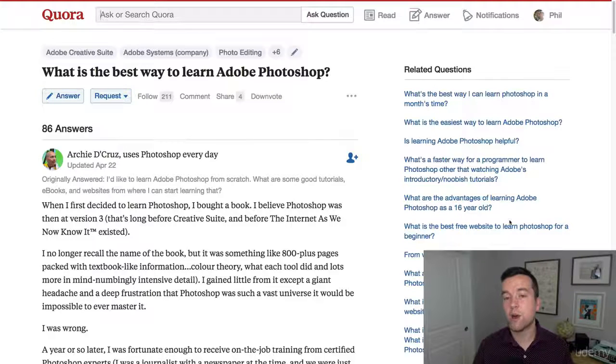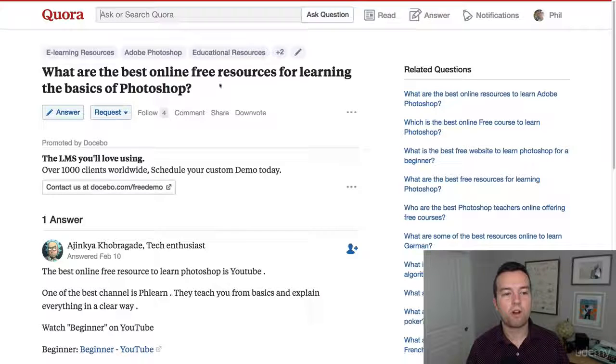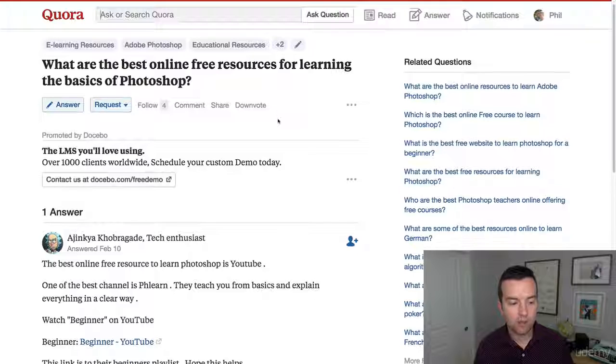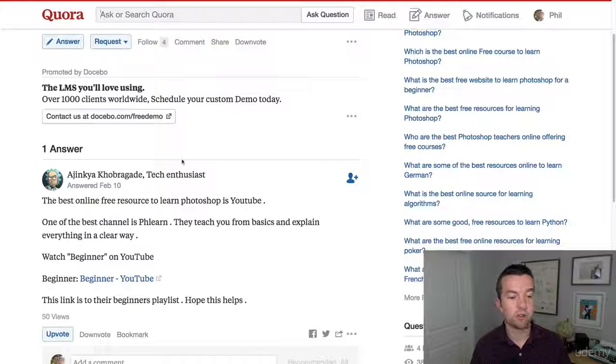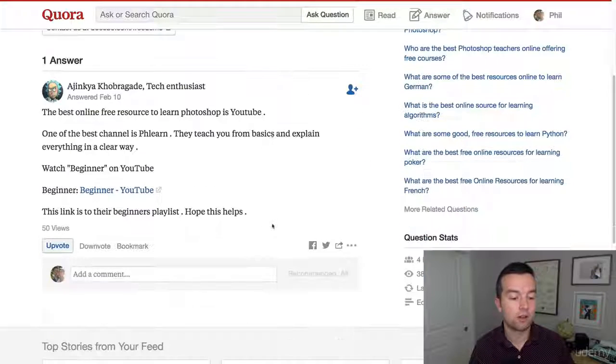You can see related questions over on the right hand side, so I can see if there's anything newer or that I might have a better chance of getting that number one answer for. Here's a question that I found. What are the best online free resources for learning the basics of Photoshop? There's only one answer, so this is the one that I would answer.